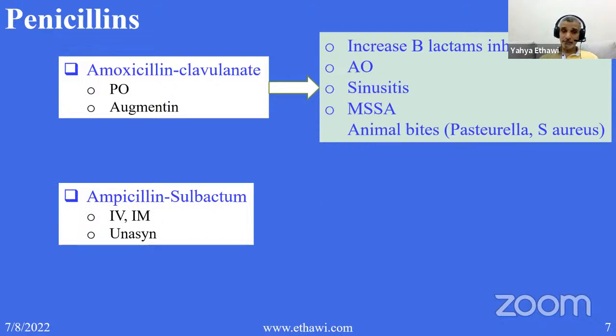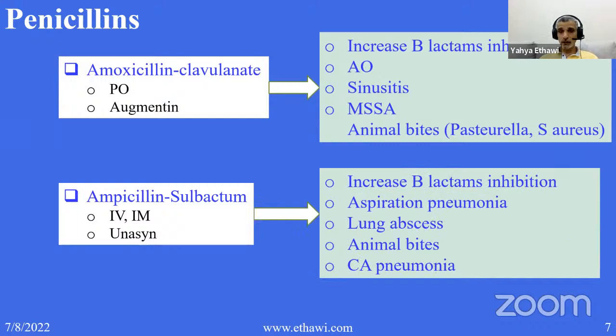Ampicillin-sulbactam, for example ampicillin, makes it more wide spectrum to be used, and that's why we can use it. Same with amoxicillin-clavulanate, to increase the beta-lactamase inhibition. Because it's wider, we can use it with aspiration pneumonia, because aspiration pneumonia contains multiple organisms.